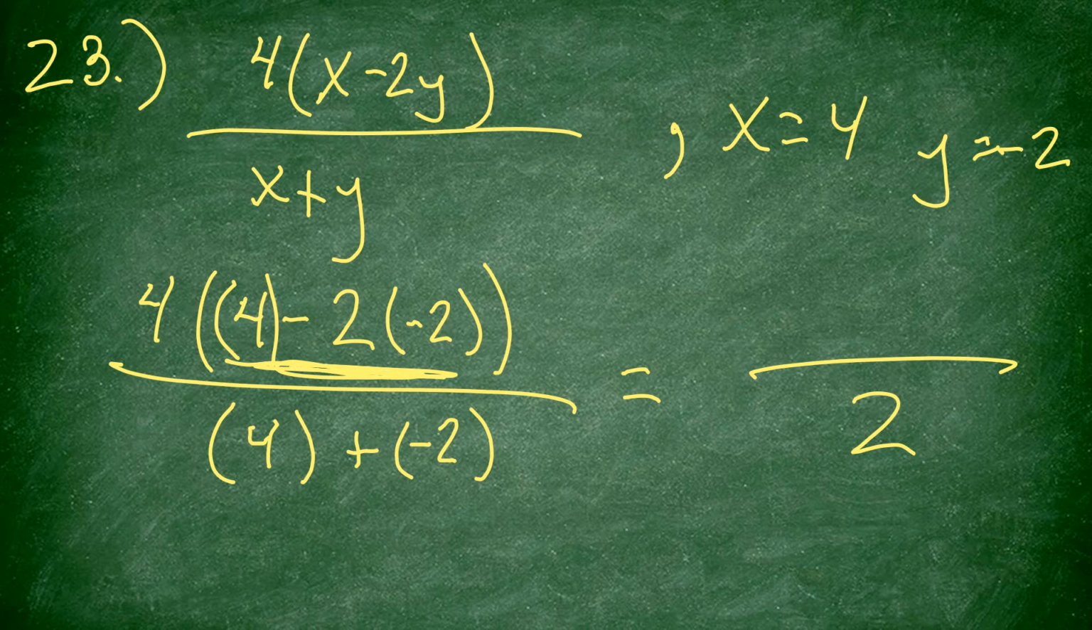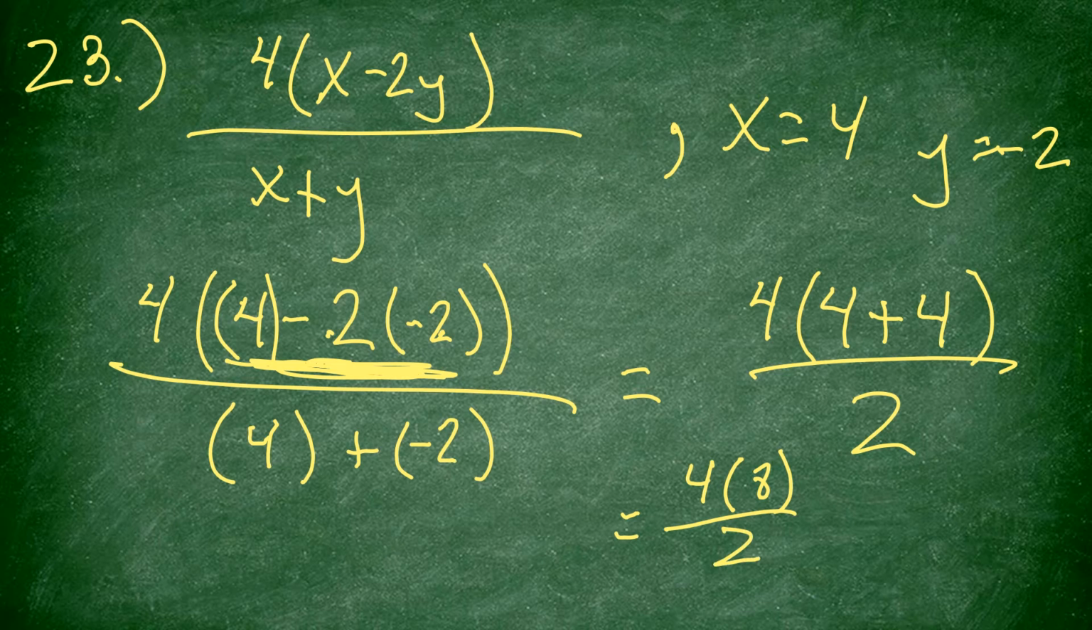Now, if you just want to do the bottom real quick, because it's super easy, you can do that. That's just 4 plus negative 2, which is 2. But on top, you have to do inside the parentheses, and you have to do negative 2 times negative 2. So this turns into 4 times 4. Negative times the negative is a positive, so it's plus 4. 4 plus 4 is 8, so I end up with 4 times 8 all over 2. So I'm left with 32 over 2. And guys, that goes down nicely, so your final answer should be 16.